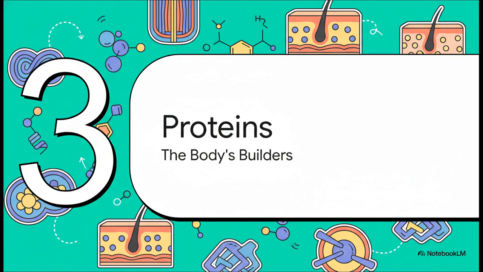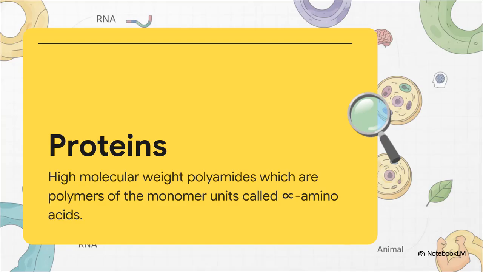They're a huge deal. The name protein actually comes from the Greek word proteos, which means of prime importance, and that is no exaggeration. Chemically speaking, they are polymers, polyamides to be exact, and they're built from these repeating units we call alpha amino acids.